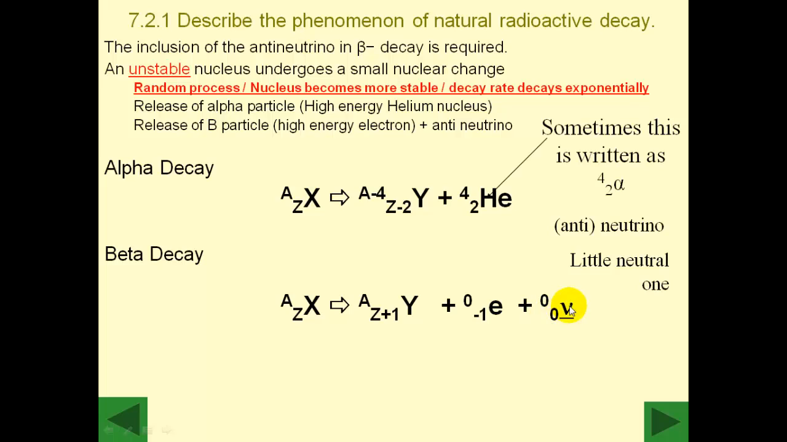This antineutrino is basically a translation of it, meaning the little neutral one. For years and years these were not able to be seen, they were not detected, they were neutral and they were very small. So when we're looking at this, you check to make sure that the A is conserved and Z is conserved and charge is conserved.